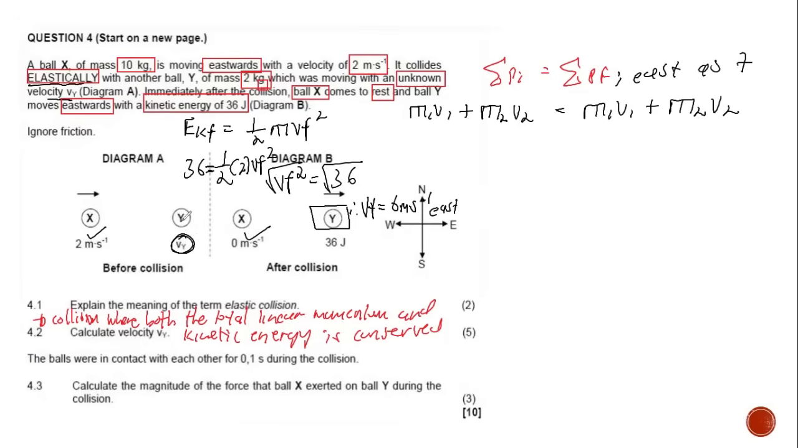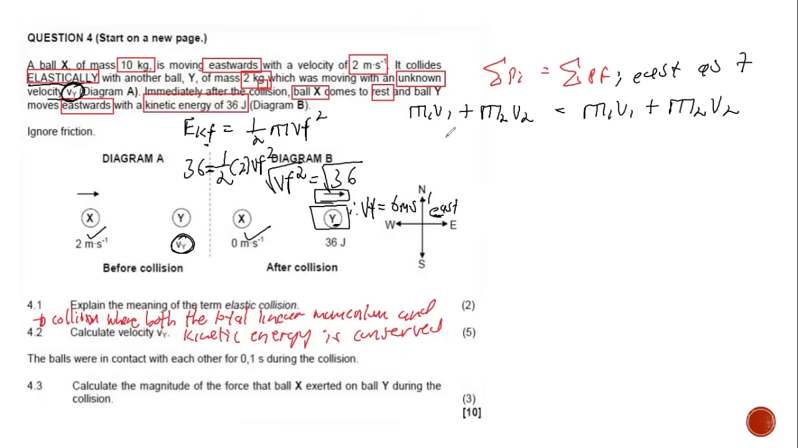Then let's check. They say it collides elastically with another ball Y of mass 2 kg, which was moving with an unknown velocity Vy. Okay, so here this one is east because we are shown the arrow here. I was looking at the wrong one. So we are right with east because we were calculating this one. Sorry for that. Then Vf is 6 meters per second east. So this is the final velocity, as we indicated.